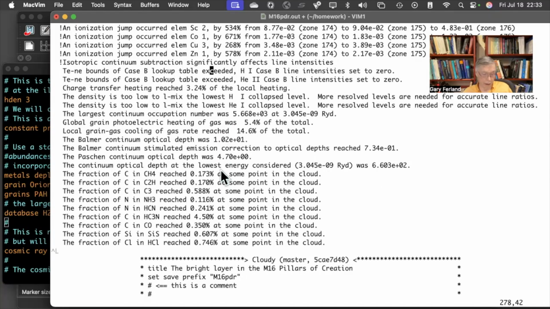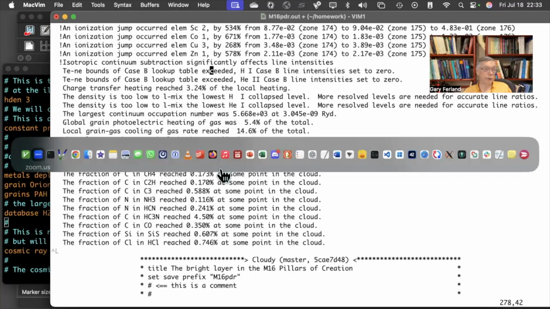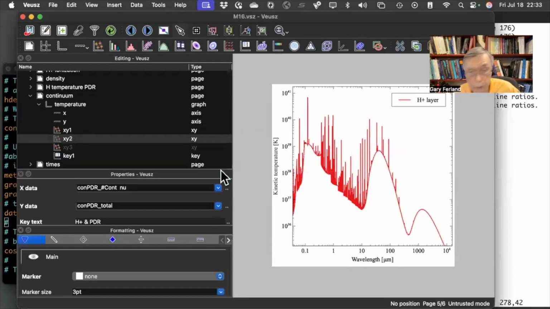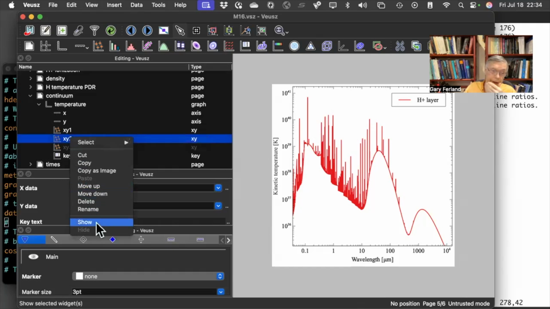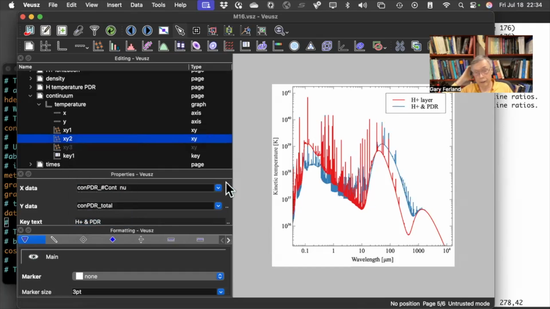What we want to do now is go on and think about the spectrum that comes out. So I've already loaded the files and views. This is the spectrum of the H plus layer by itself. Let's turn on more versions of the spectrum. The model we just did included the PDR, and let's show that. So this is now in blue.